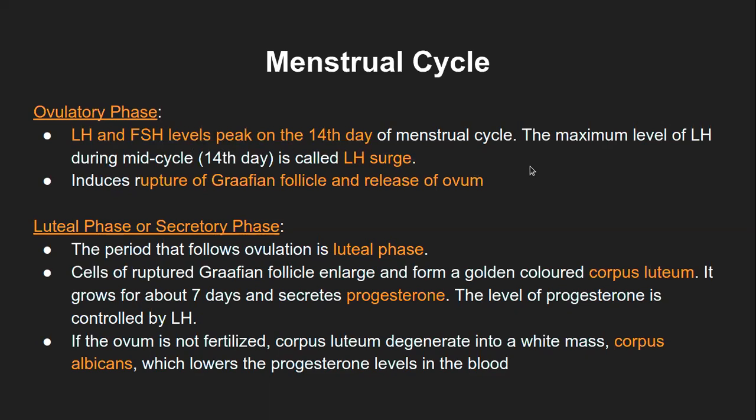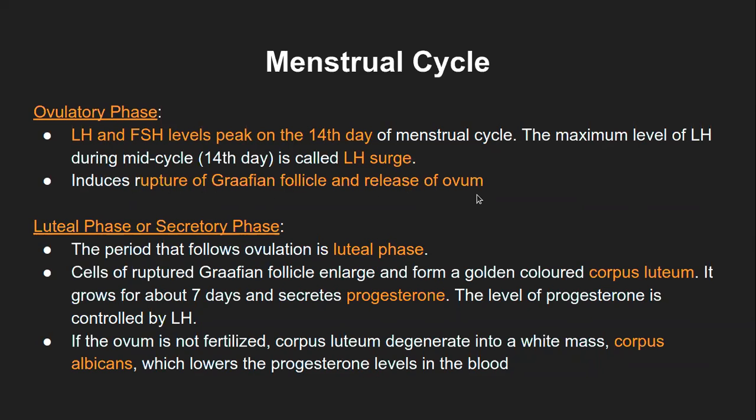So this luteinizing hormone and follicle stimulating hormone, these levels will be at peak on the 14th day of the menstrual cycle, of course. The maximum level of LH during the mid cycle is called the LH surge, that is luteinizing hormone surge. Obviously, surge means there is quite a lot of it. So on the 14th day, that will be at its peak. That's why it is called LH surge. The major function of this LH is to induce the rupture of the Graafian follicle and release the ovum.